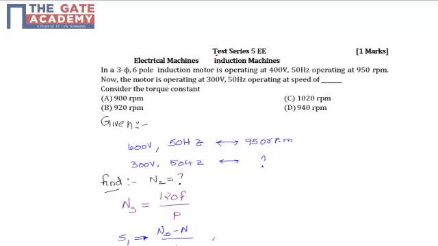Hello students, this question is taken from test series 5 EE from the subject electrical machines from the topic induction machine. In the given question, a 3-phase 6-pole induction motor is operating at 400 volts, 50 Hz, at 950 RPM, which is nothing but at 400 volts and frequency of 50 Hz, the speed of the induction motor is 950 RPM.